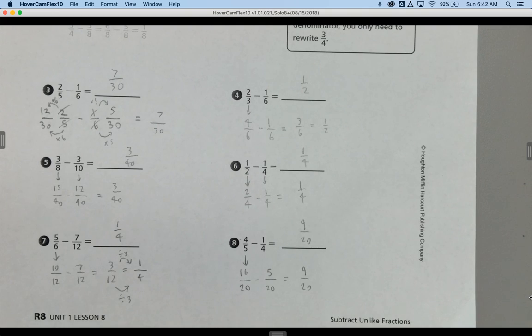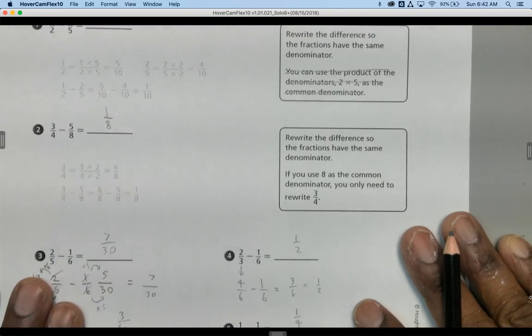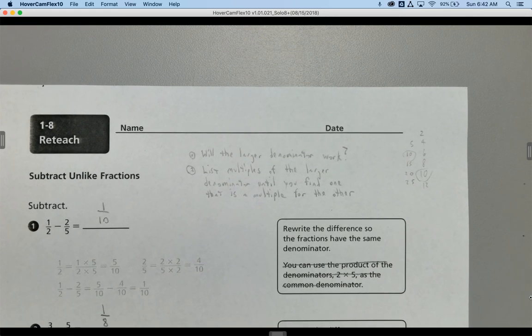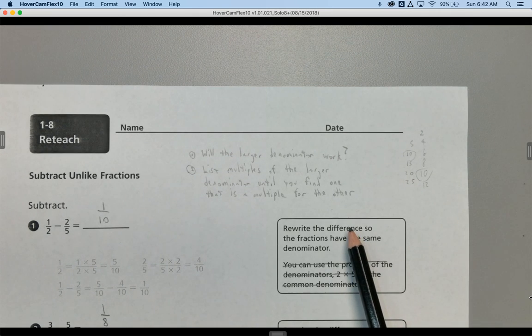If we go back to the original steps that I started to write at the top, when you look at a problem like this, whether you're adding or subtracting unlike fractions, first ask yourself, will the larger denominator work? If so, then life is good. You can use that as your common denominator, and you may only need to rewrite one of the two fractions as an equivalent fraction. But if not, then we go through the multiples of the larger denominator until we find a multiple for the other.